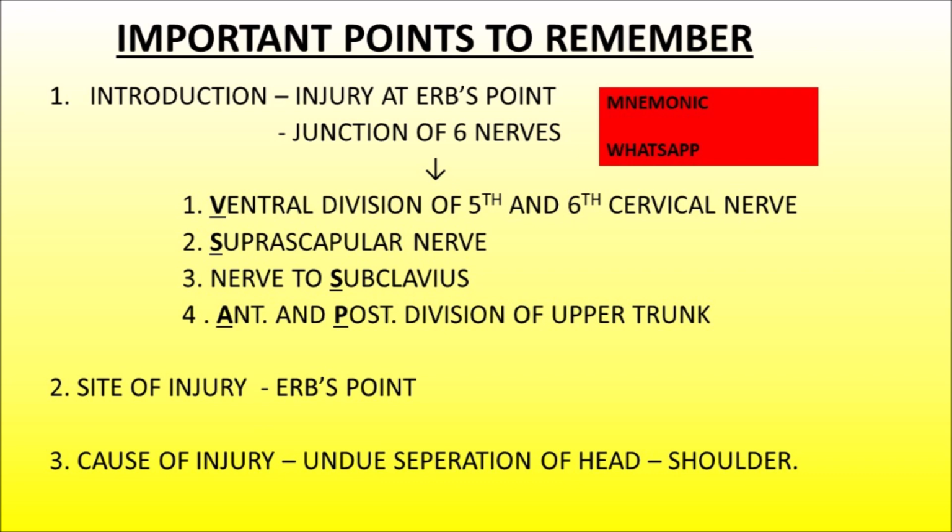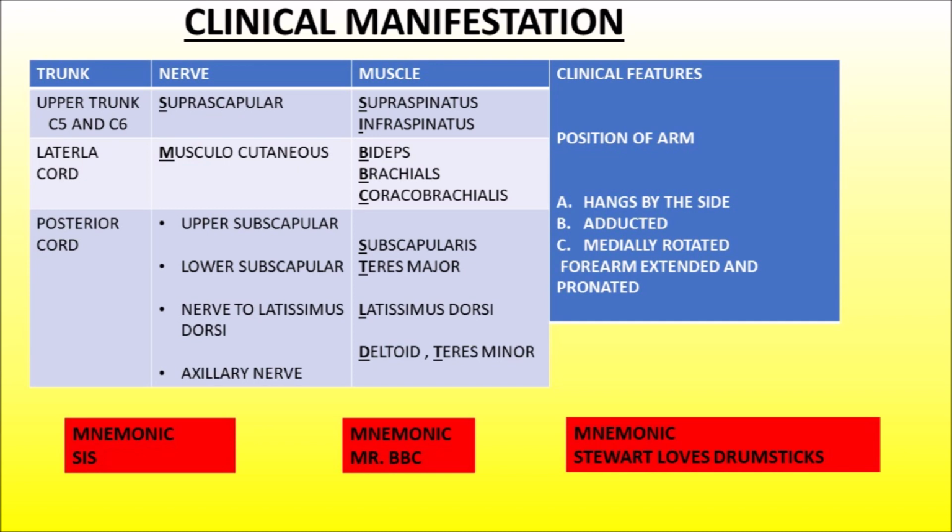To move on with the cause of injury, it is caused by undue separation of the head from the shoulder. It results from birth injury, fall on the shoulder, and anesthesia. Let us go on with the clinical manifestation. To start with the trunk, the upper trunk, which is formed by the C5 and the C6, and the nerve affected there is suprascapular, and the muscles paralyzed are supraspinatus and infraspinatus. In order to remember the nerve affected and the muscles paralyzed in the upper trunk, remember the mnemonic SIS, where S stands for suprascapular, I for infraspinatus, and S for supraspinatus. Let us move on with the lateral cord.